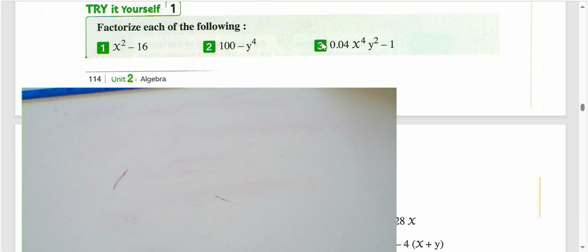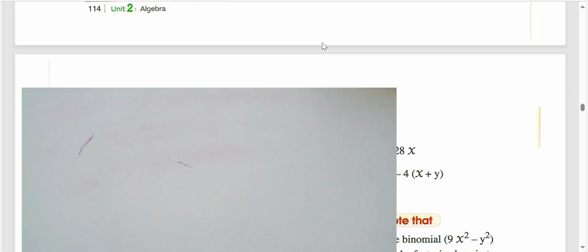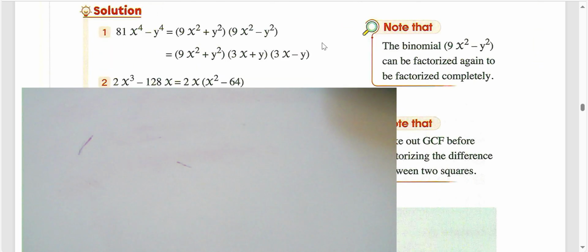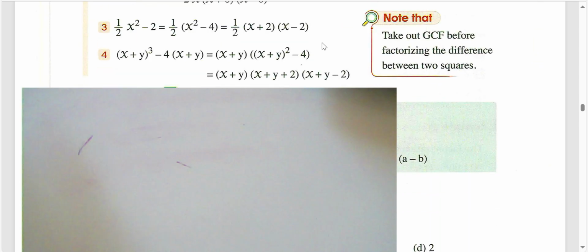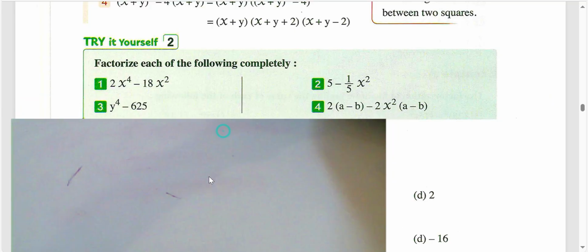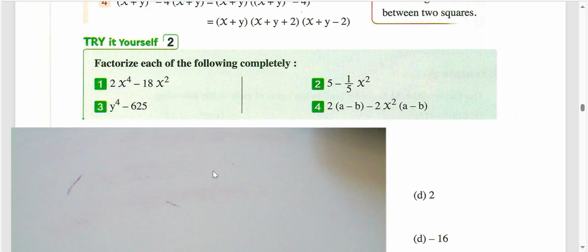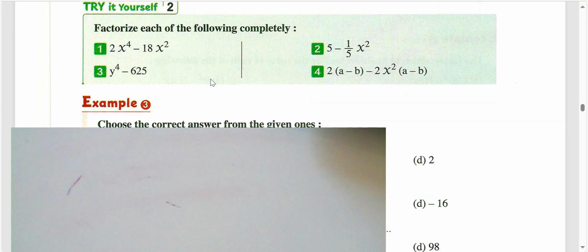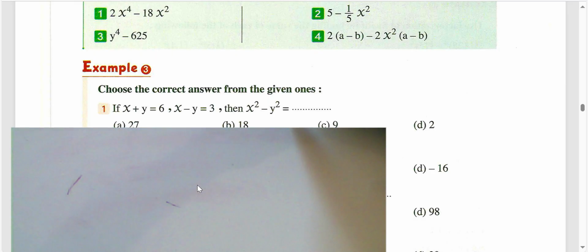Next question. Try it yourself. Number 2, factorize each of the following completely. We have 2x power 4 plus 18 x power 2.